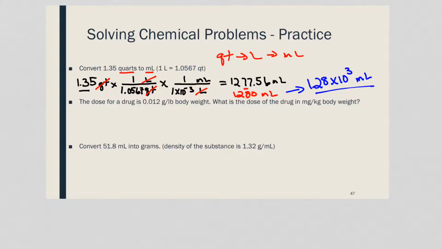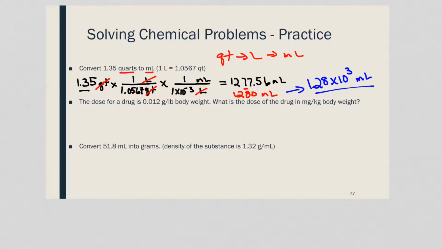But this one, we're going to be using some more complex units, because we can do this with all kinds of things. So here, we want to take a drug dose that's given in grams per pound of body weight, and convert it to a dosage in milligrams per kilogram of body weight. So we have to convert top units and bottom units. So we want to go from grams to pounds to milligrams to kilograms.